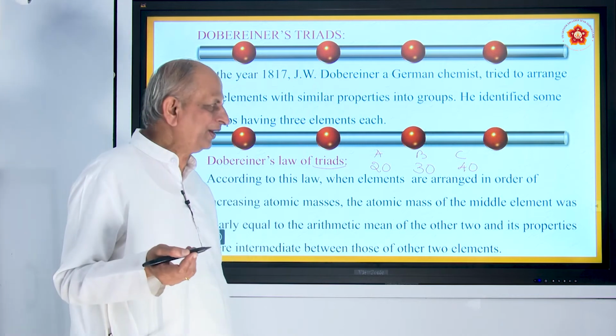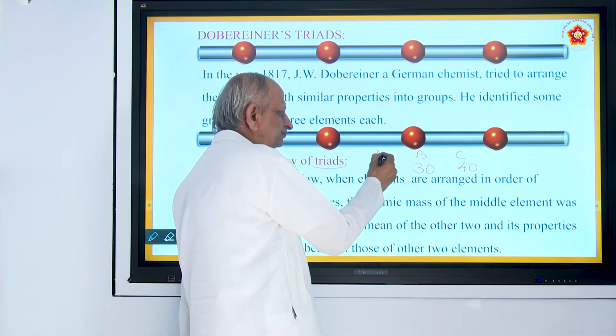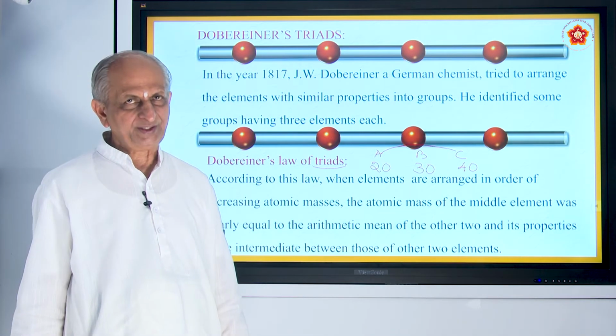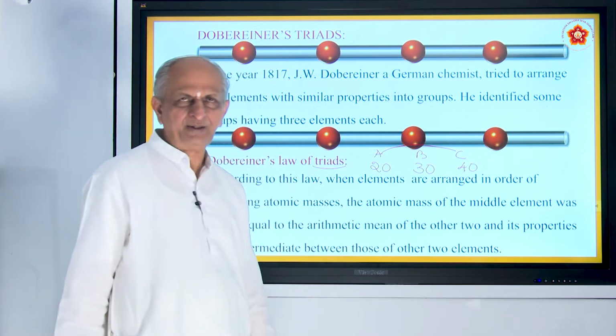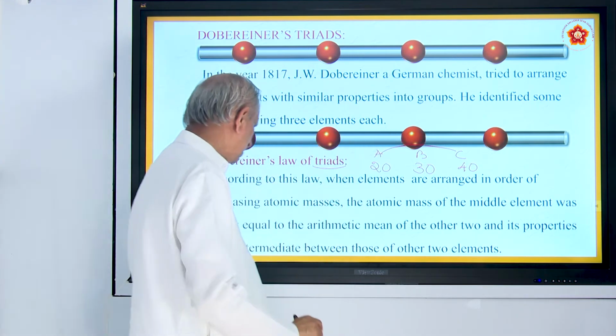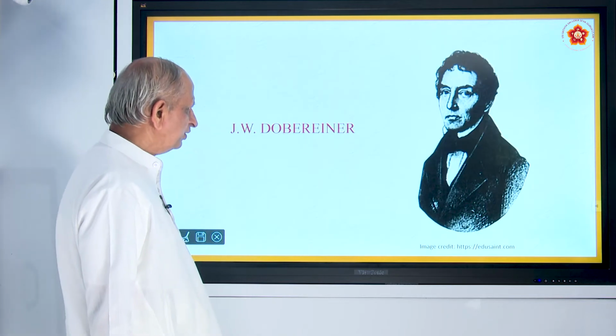Okay. So what you must do is take the average of the first and the last. It will be approximately equal to the atomic mass of the middle one. Hence the law of triads. I think most of you understood now. Let us give one more example.